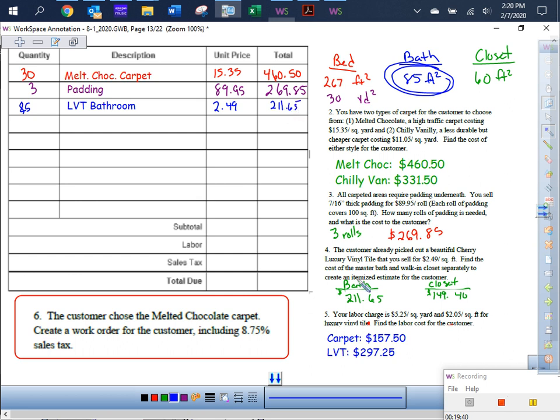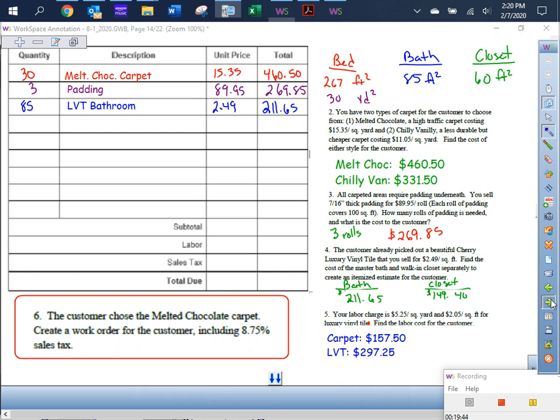Remember, we got all this math figured out already. We just got to keep ourselves organized. And then we want to do the LVT for the closet. So see if you can figure out the quantity, the unit price, and the total. We have it all done, but what was the quantity of all that? I hope you realize that we had 60 square feet, $2.49, same unit price, and that turned out to be this. So that's everything that we did.